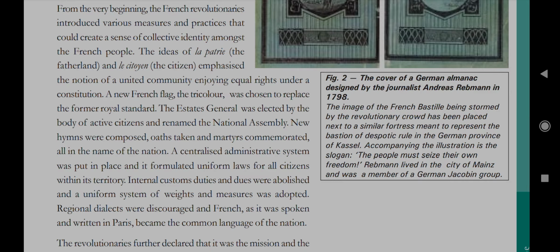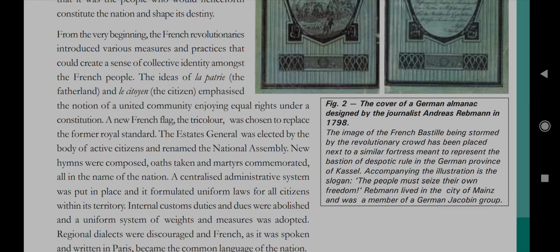So if you don't want to write it, you can just mark here. You can add "what measures". So you just need to cut "introduce various" from the second line and write here: what measures and practices that could create a sense of collective identity among French people were introduced? You have to add "were introduced" and a question mark, that's it.